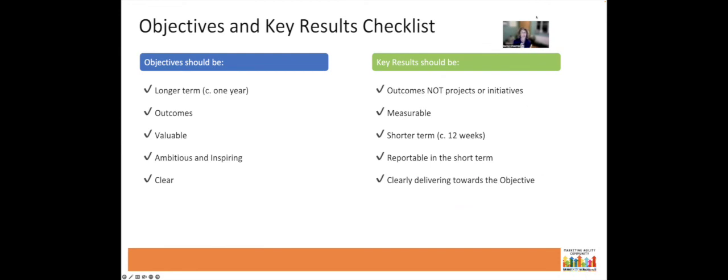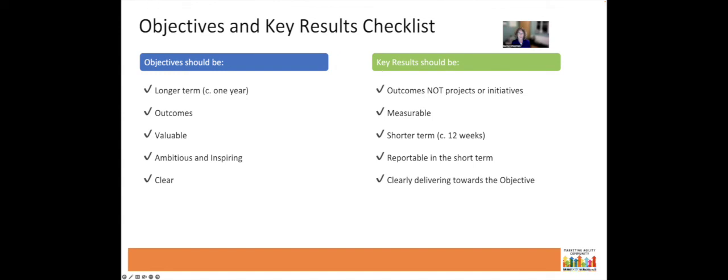It should be longer term. It depends on the company's cycles, as we've said, but probably at least a year. So where do you want to be in at least a year's time, perhaps a bit longer? It needs to be the outcome. What's the ultimate goal? The ultimate goal is to get to the South Pole. The ultimate goal is to be the number one brand in our category, or to become the best content provider. What's the outcome you're looking for? It needs to be valuable, as we've said, so it has to be something that's going to add value to the company. Ambitious and inspiring and clear.